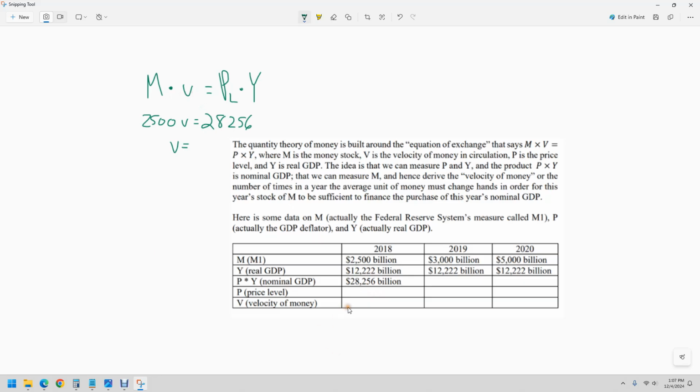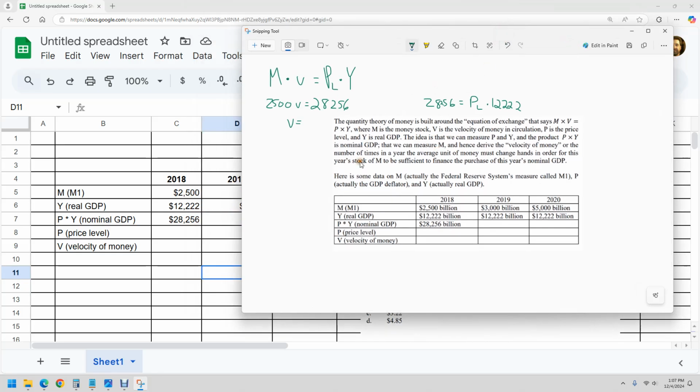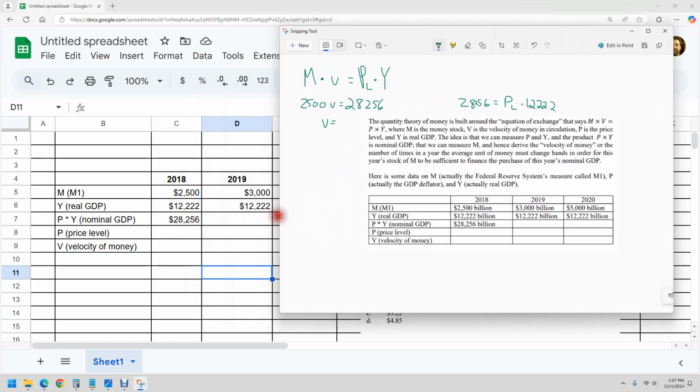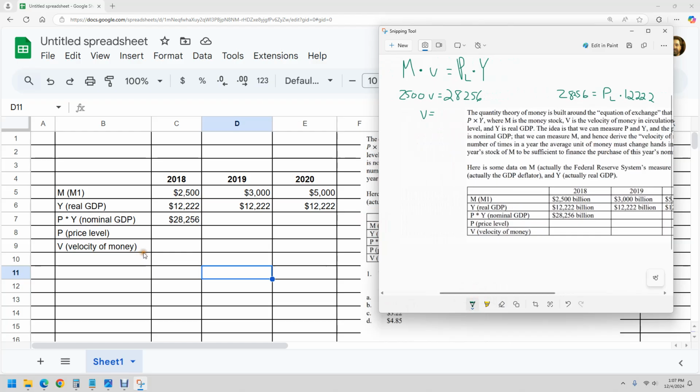So if I was solving for the price level, then all I would need to do is write a function. So it'd be 2856, I left a 2 out there, 2856 billion equals price level times real GDP, which would be 12,222. Okay, so we can do all this in Google Sheets. So I've already recreated this table, and first we're going to do velocity of money.